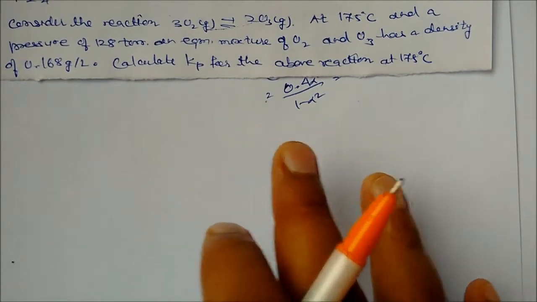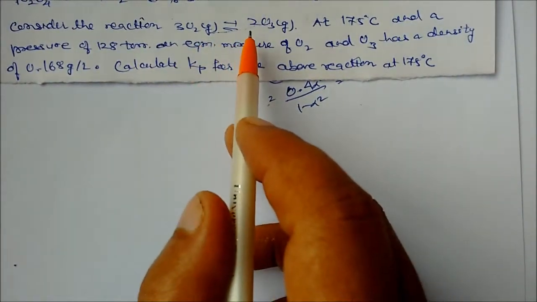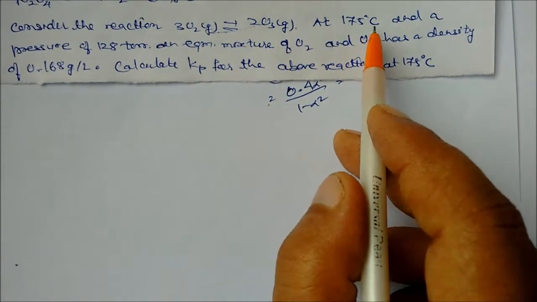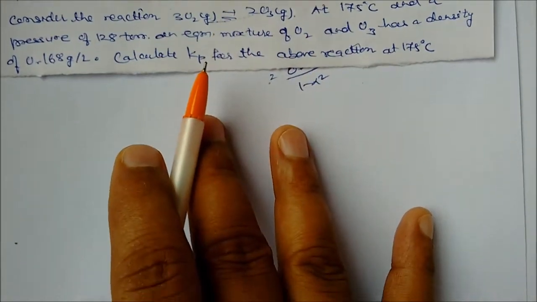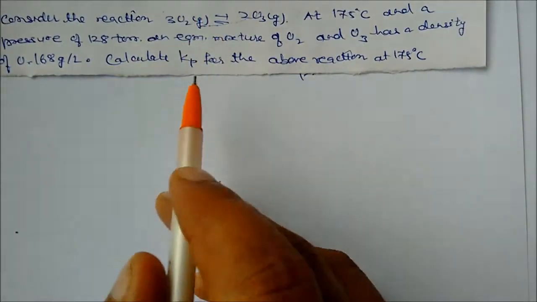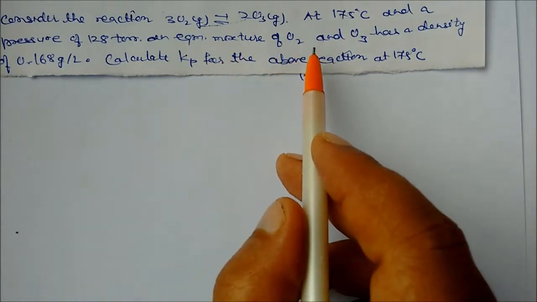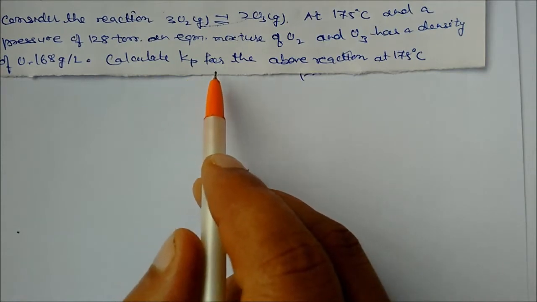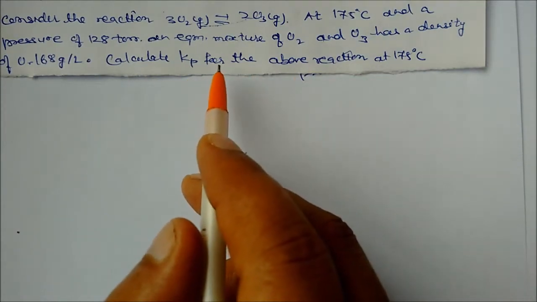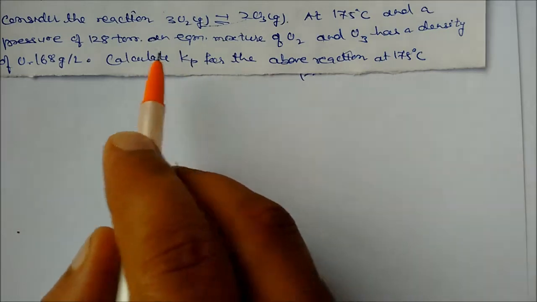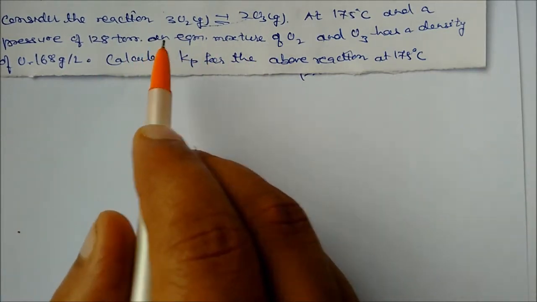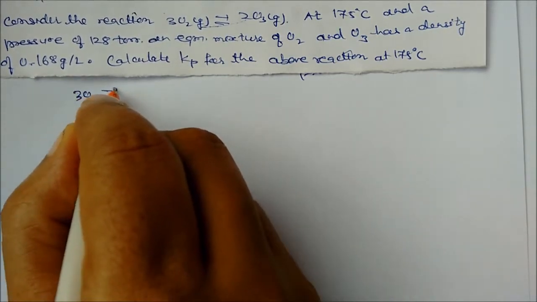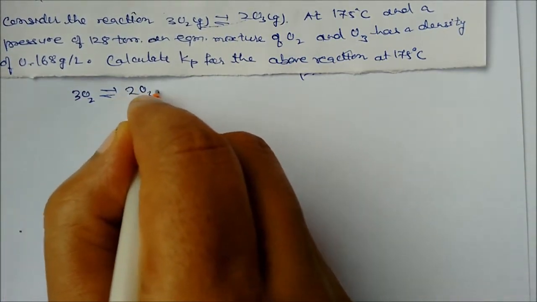So consider this reaction: 3 moles of molecules of oxygen give you 2 molecules of ozone. So at 175 degrees centigrade and a pressure of 128 torr, an equilibrium mixture of oxygen and ozone has a density of 0.168 gram per liter. So we have to find the Kp of the above reaction. To find the Kp, again we require the x value, that is how much it is dissociated. So write this equation: 3 molecules of oxygen undergoing reversible reaction form 2 molecules of ozone.